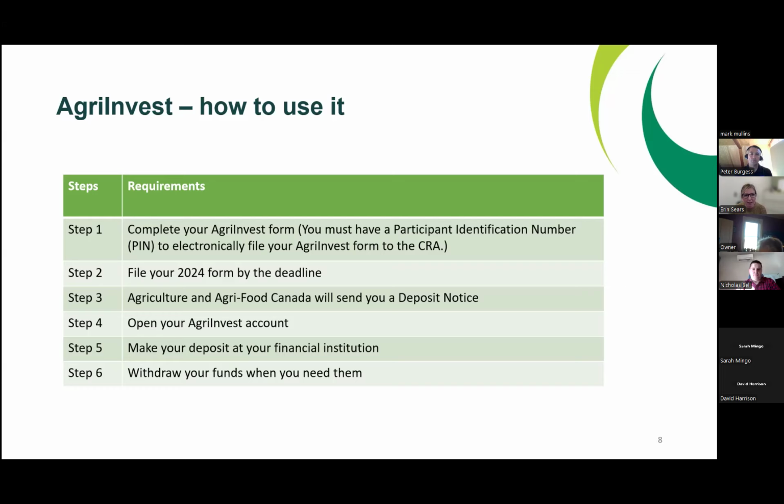For any producers who are already set up, it's a simplified process after that. Basically each year you just submit your tax forms through CRA, you get a deposit notice, you bring that to the financial institution and do the deposit. So it's a very simple process to go through. And the calculation is very easy to do yourself as well to figure out if this program would benefit you.